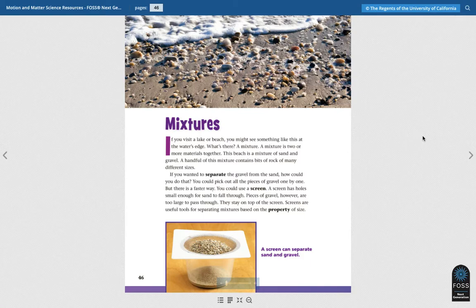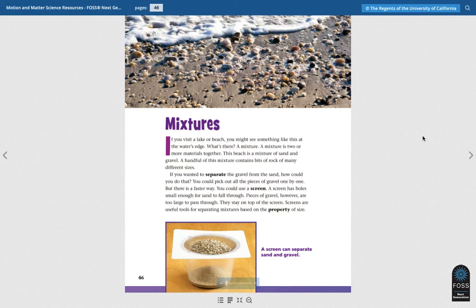A handful of this mixture contains bits of rocks of many different sizes. If you wanted to separate the gravel from the sand, how could you do that? You could pick out all the pieces of gravel one by one, but there's a faster way. You could use a screen. A screen has holes small enough for sand to fall through. Pieces of gravel, however, are too large to pass through. They stay on top of the screen.